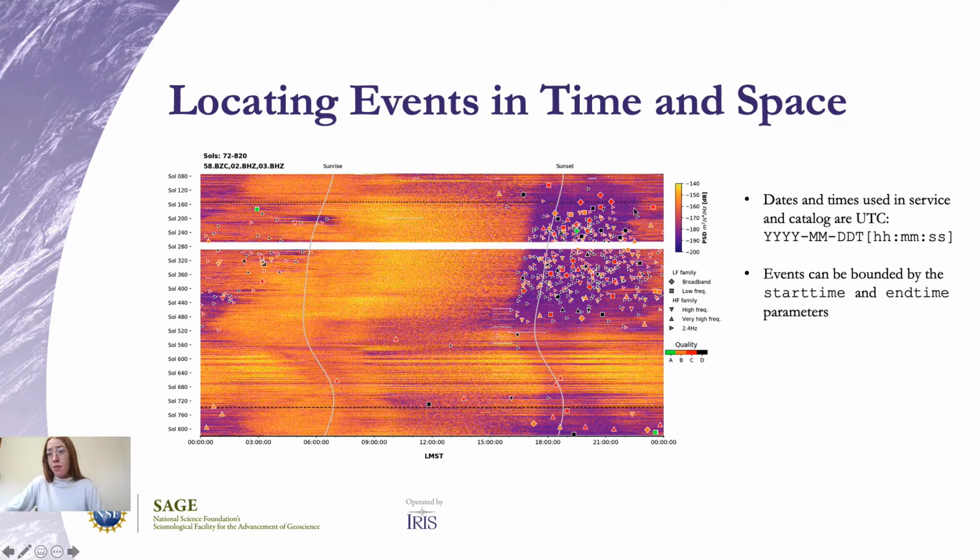You can kind of see the distribution of these event types and qualities over time. The quietest part of the day is in the purple spectrum, and this occurs around sunset. So this is when signals are most clear. And you can use the service to select events within these time bounds. The service, as well as the catalog, use times in UTC. However, you can see in this chart that times are in local Martian solar time.